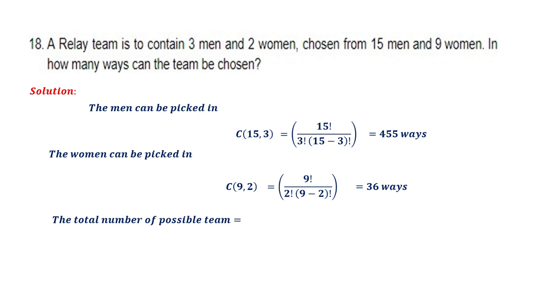So the total possible teams, that is 455 multiplied by 36, that is 16,380 ways. So ganyan siya karami.